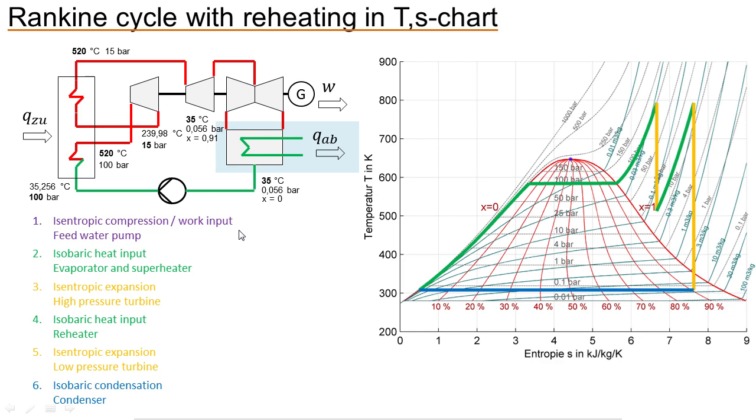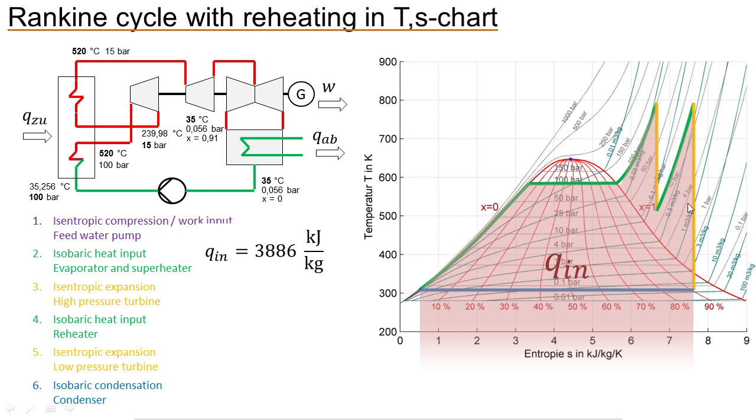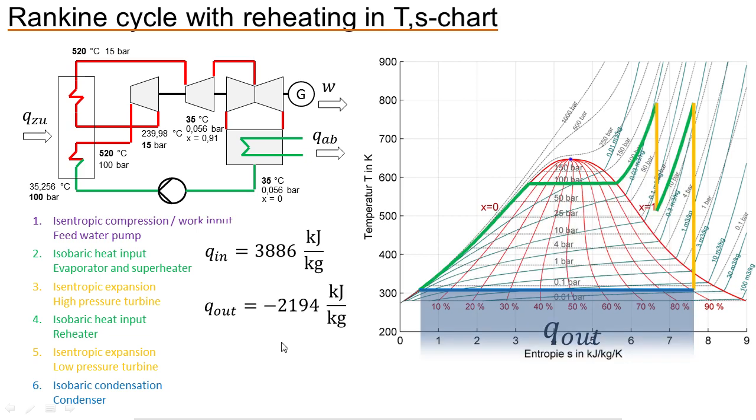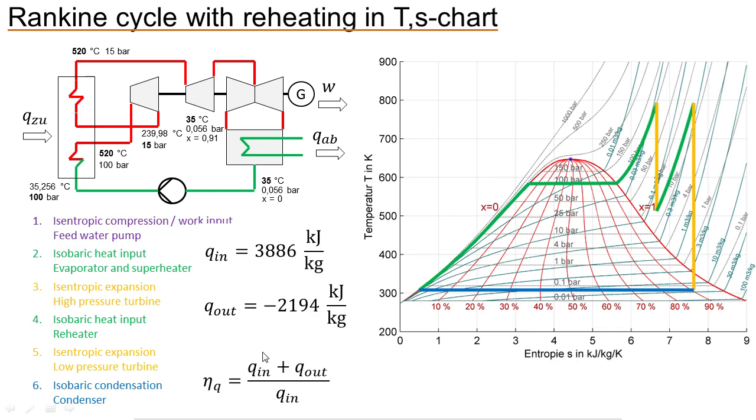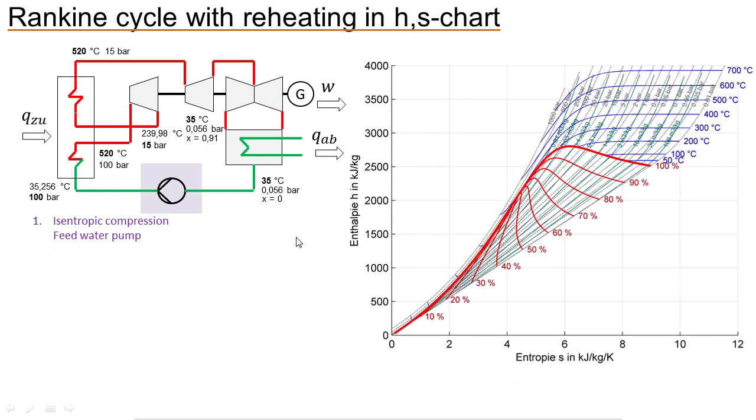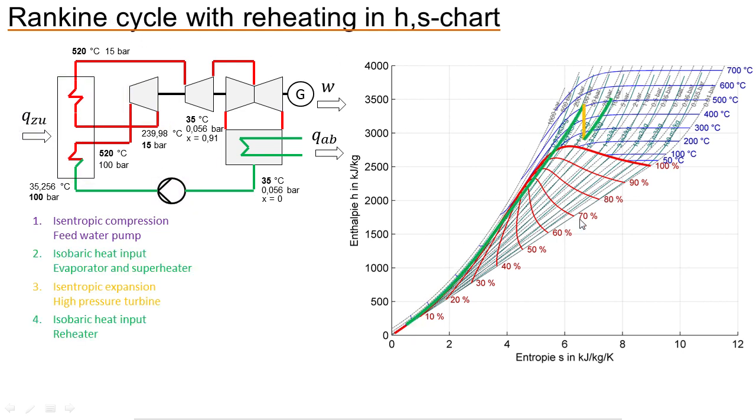If you want to calculate the efficiency, it's the same too. Just put in squares and triangles here and calculate the amount of area you see here. So this is what you put in, this is what you put out. You know this formula from the previous chapter, and you get an efficiency of 43.5%. If you want to do it more precisely, you can also paint this Rankine cycle in the h.s-chart like this. I just click it through here.